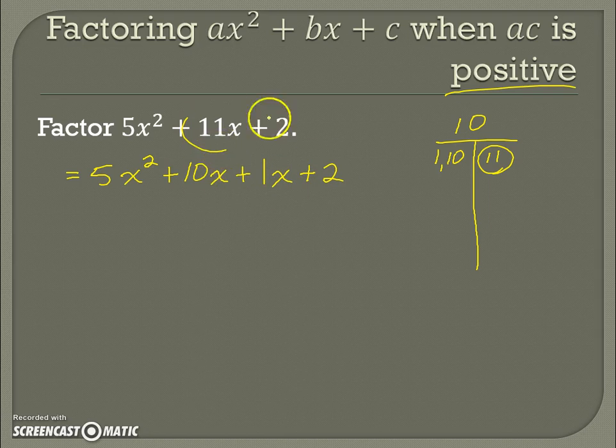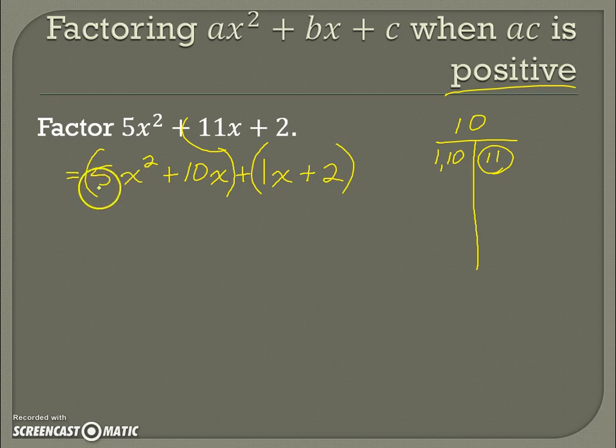So all I did was break that in half, because if I were to combine like terms and add these, it equals 11x. I'm not just picking random numbers. It has to be these two, because these are the factors of 10 that add together to 11. I can't just pick like 5 and 6 or something like that. It has to be these 2 particular ones.